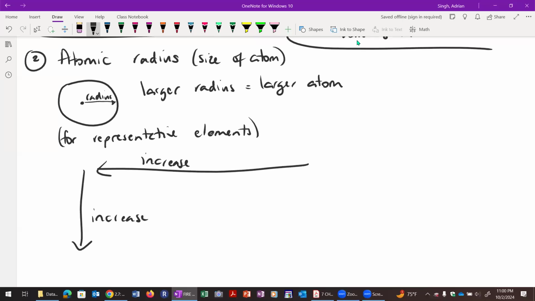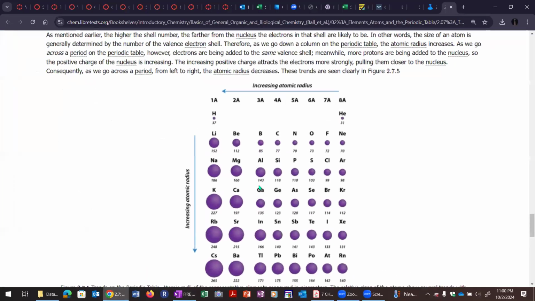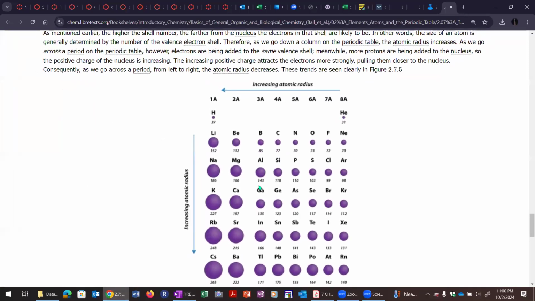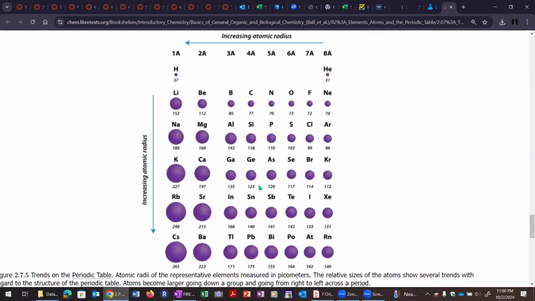So generally, what you're going to see is as you go from the top right to the lower left portion of the periodic table, the size of the atom increases. And we can actually put some numbers behind this. So if you have something like, let's take a look at here. So this is a chart that shows the actual sizes of the radii of the different atoms for the representative elements.